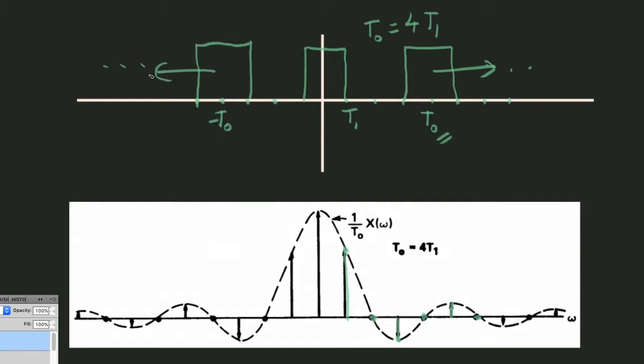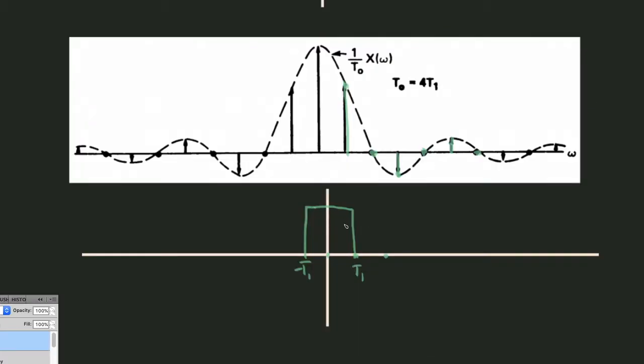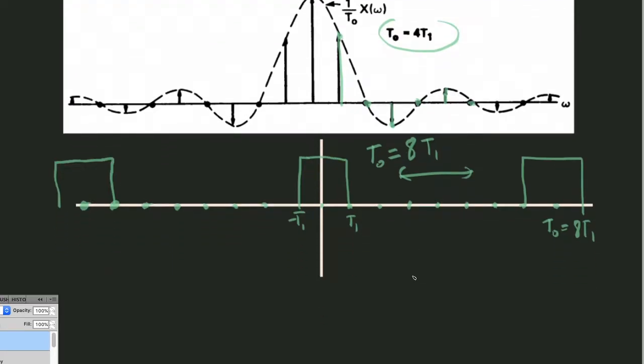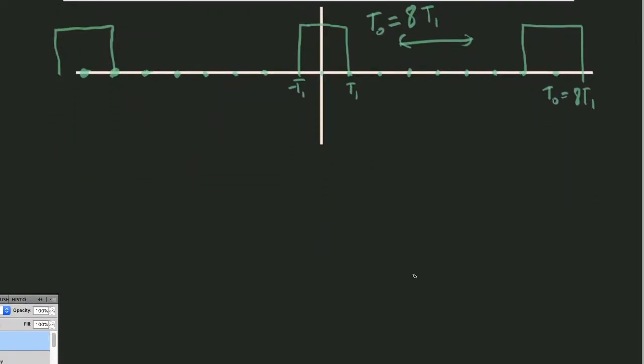Now we will move them away from each other. And this time I will make T0, the periodicity of this function, equal to 8 times T1, which is double what we had here. Now this point is T0, which is equal to 8 times T1. As you can see, we have moved each part of this periodic function away from each other. We have extended this space. But let's see what happens to the Fourier series expansion of this function.